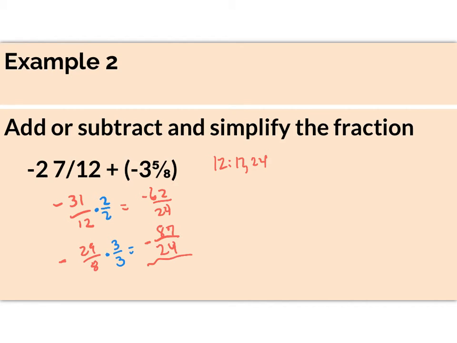So now we go to add. 7 times 2 is 9. 6 times 8 is 14. 6 plus 8 is 14. Negative 149 over 24. But we're not done here, people. We're not done. What you're now going to have to do is simplify this. This is not simplified. Do not leave your answers as improper fractions.